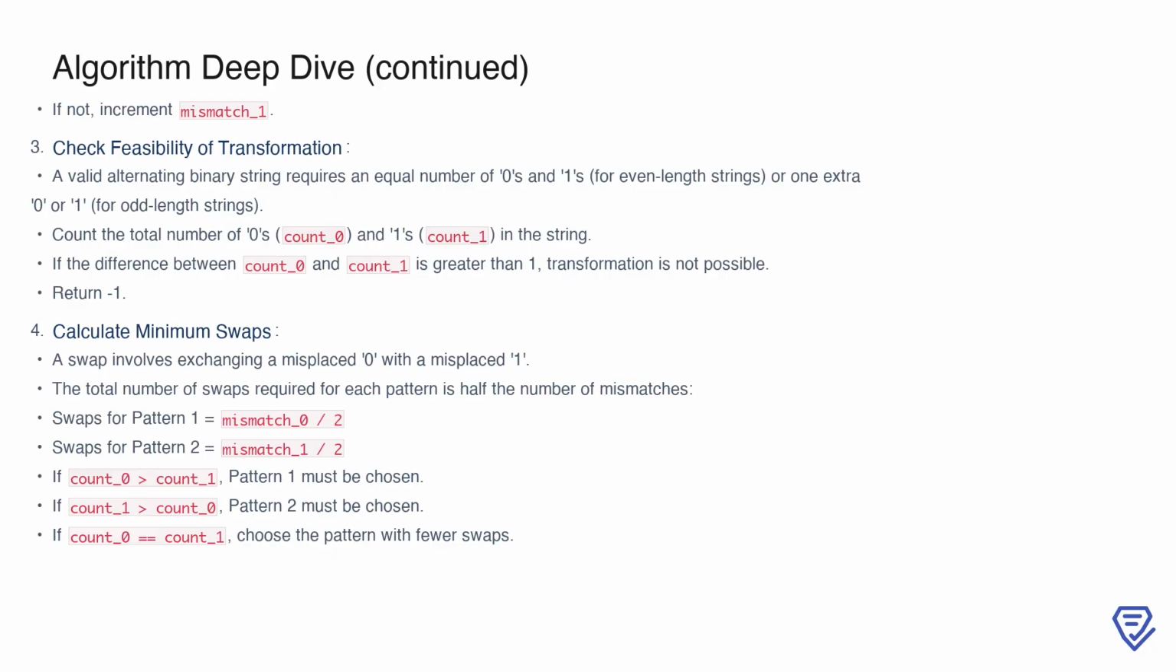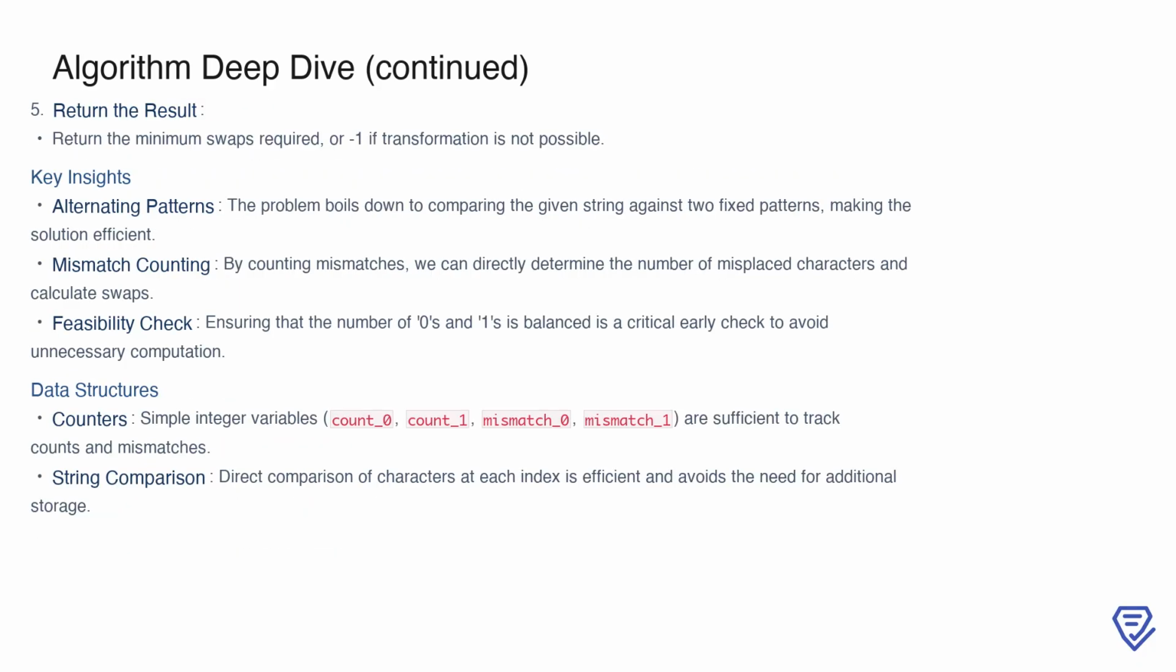Conversely, if count_1 is greater, we choose pattern 2. If the counts are equal, we simply select the pattern that results in fewer swaps. Finally, once we've determined the feasible pattern and calculated the mismatches, we return the result. Specifically, we return the minimum number of swaps required to transform the string into an alternating binary string. If transformation was deemed impossible during the feasibility check, we return -1 instead.